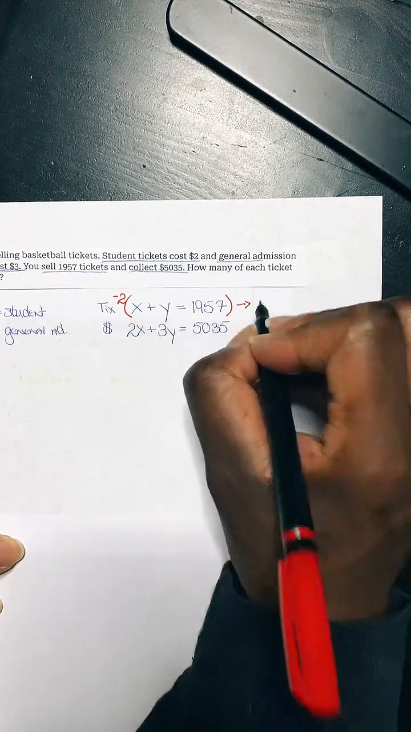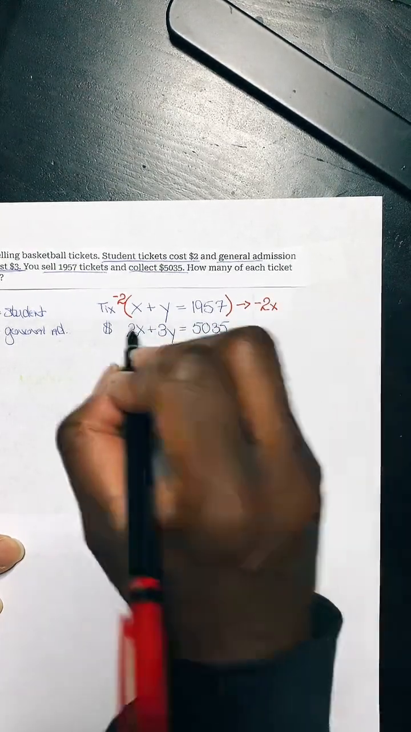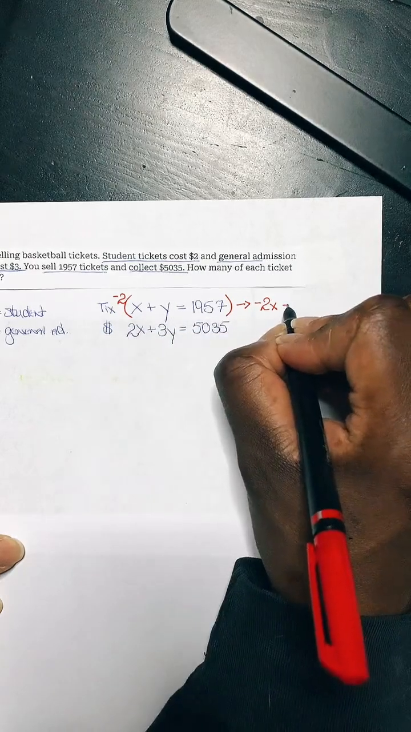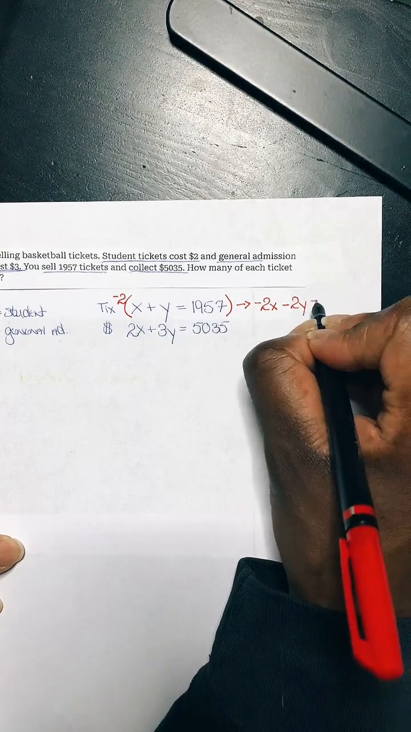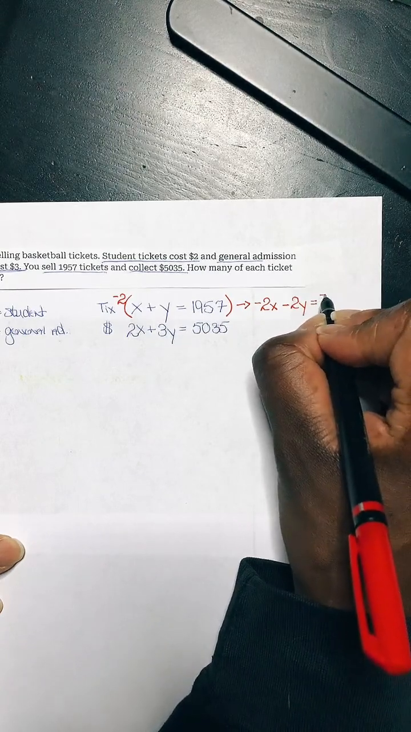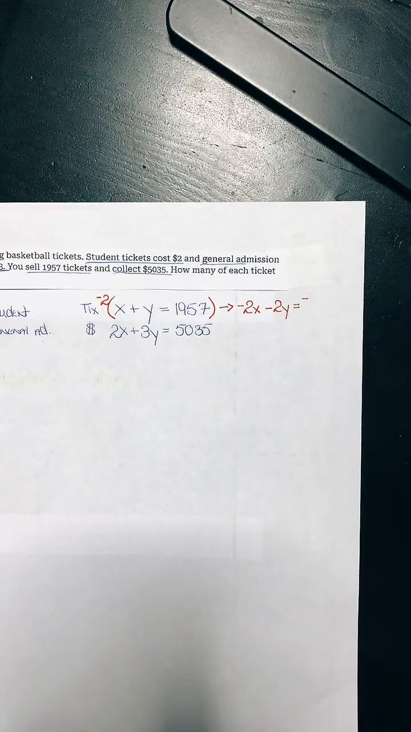So negative 2x gives me negative 2x. Negative 2y gives me minus 2y. Equals, and we have a negative. What's 1957 times 2? We know it's going to be negative, but I cannot do mental math right now. Sorry. Times 2.